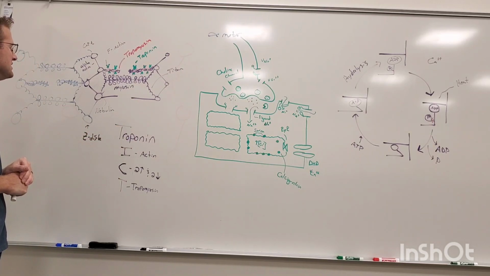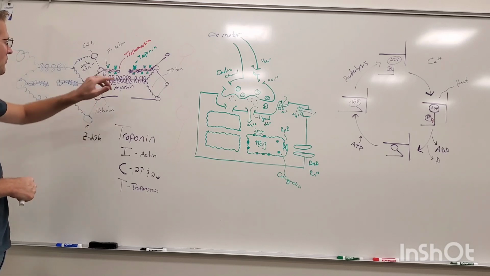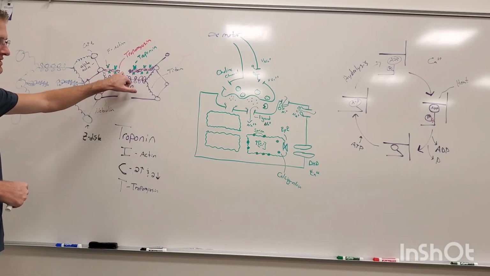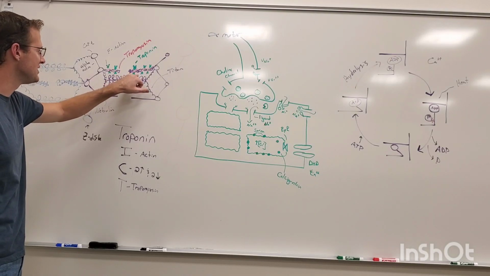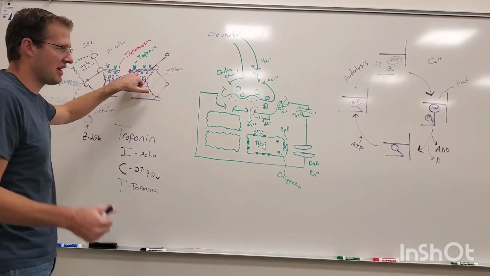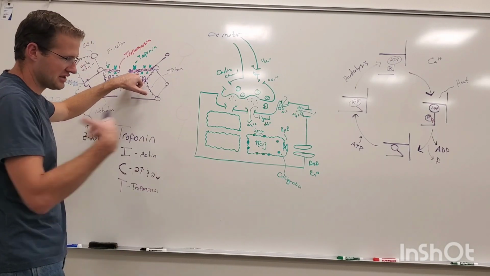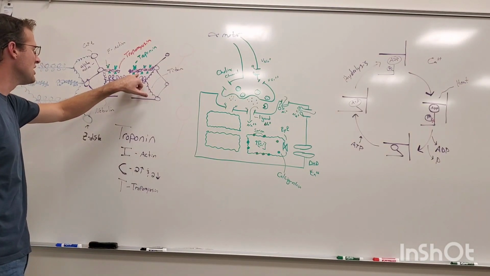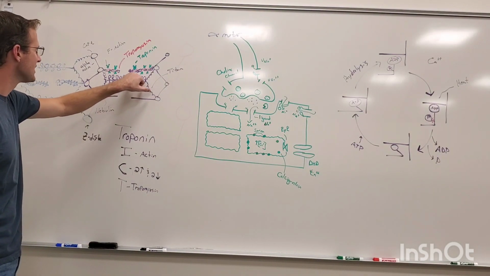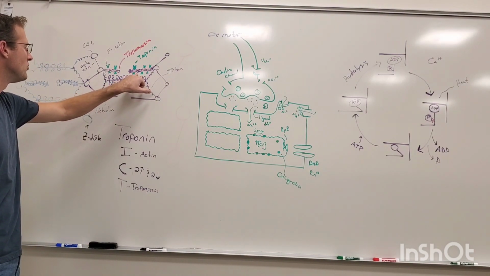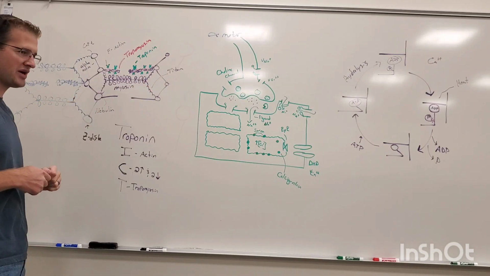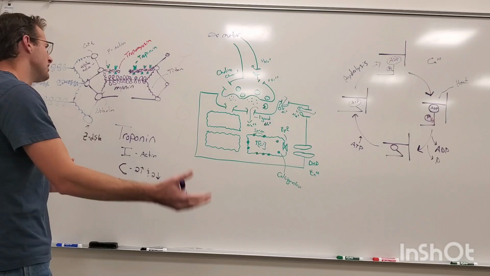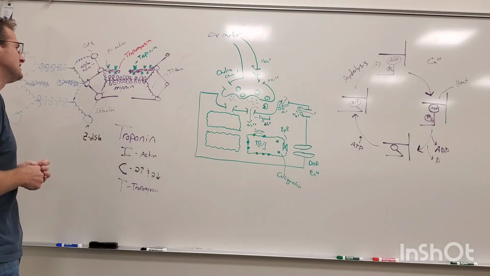So what happens, actin has binding sites on it that the myosin heads will bind to, and then ATP and calcium come in, and that's what will propagate a muscle contraction. But these binding sites are actually covered right now by tropomyosin.